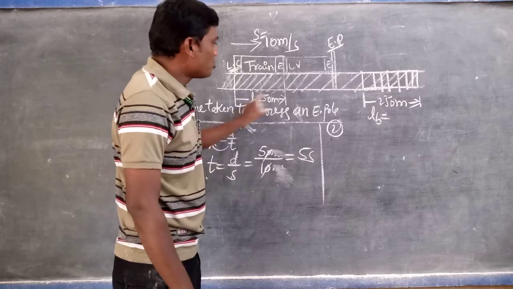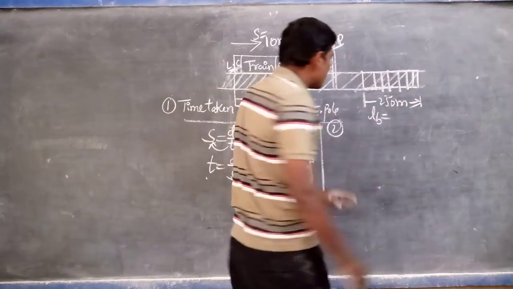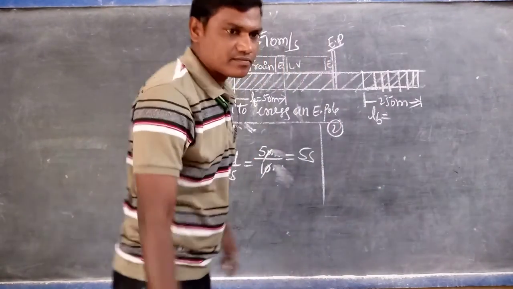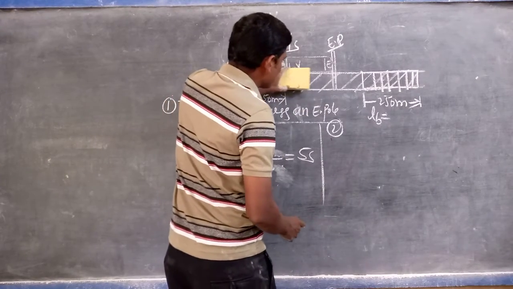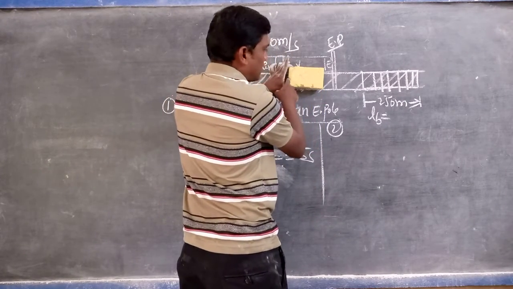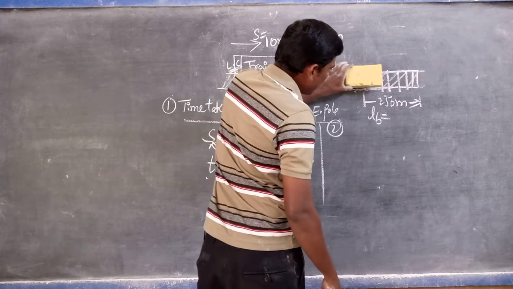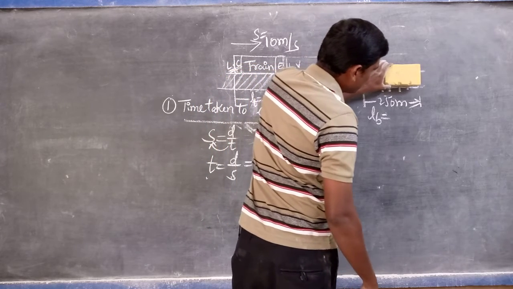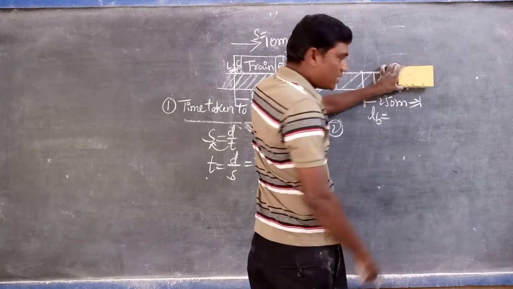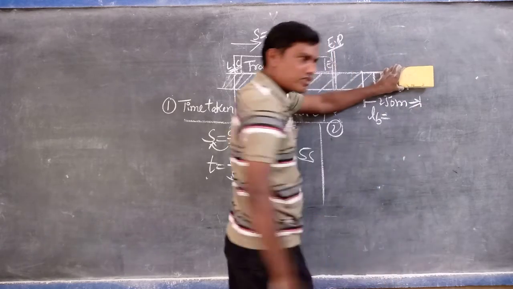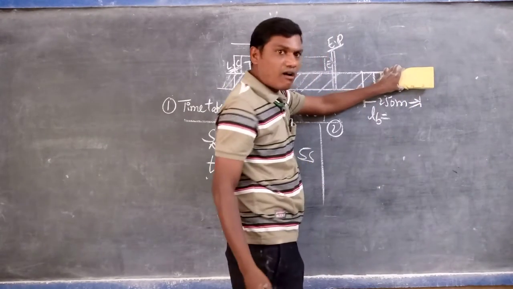Time taken to cross a bridge. What is the length of the bridge? Here we are observing that, simply, if the train is coming like this, this is the engine and this is the last compartment. If the train comes here and enters onto the bridge, and the engine crosses the bridge, can you say the total train has crossed the bridge? No, because some part of the train is still on the bridge.